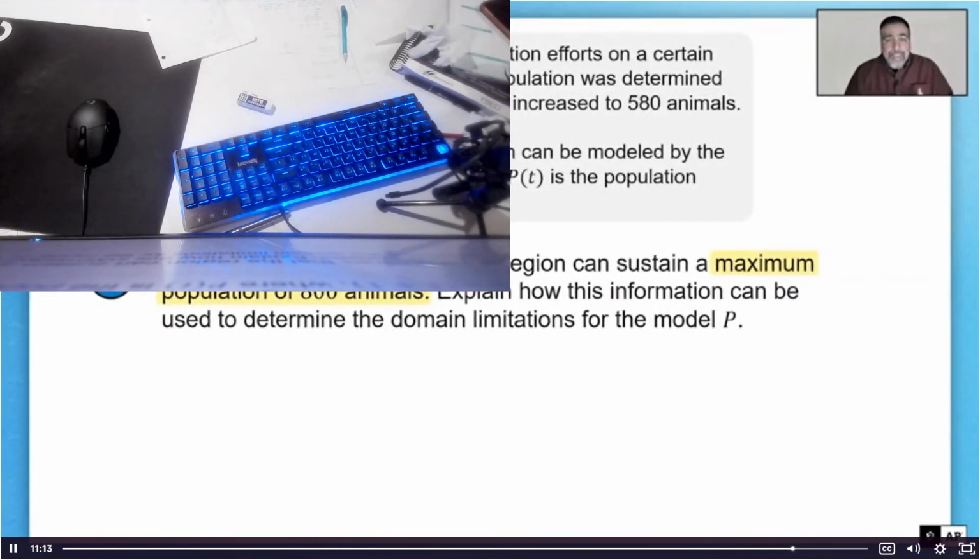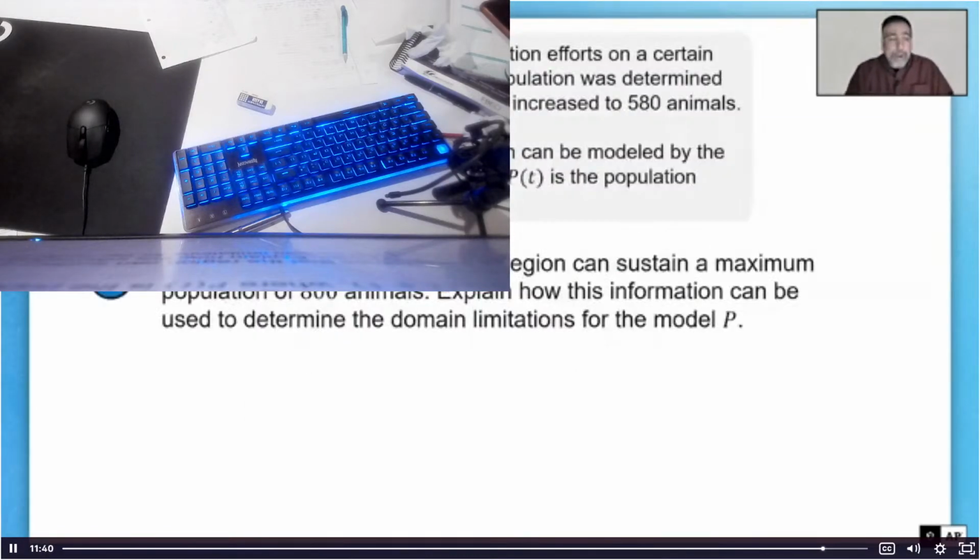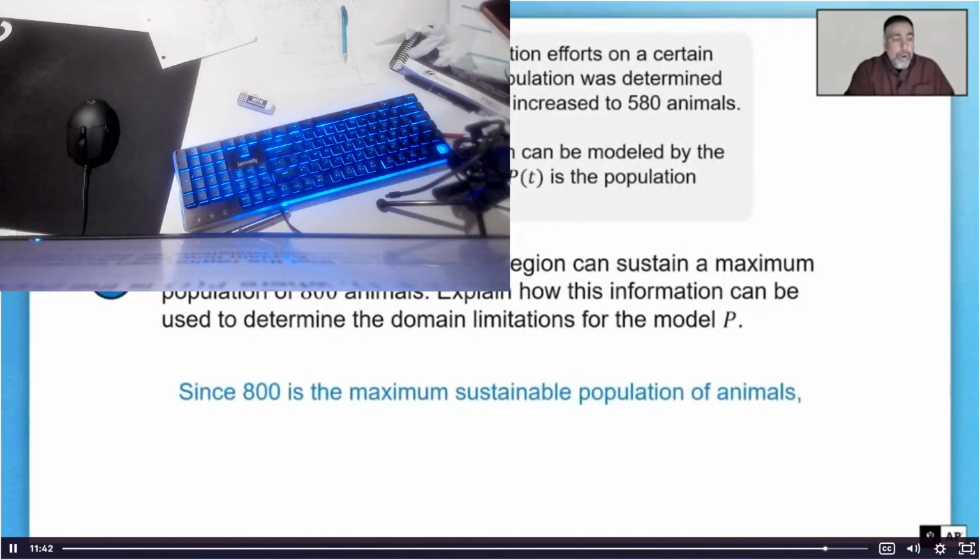To me, that says, let's find out where our model predicts we're going to have 800 animals. So we're going to set P of t equal to 800. From our previous sessions, we've talked about how we can use our technology to help us. One of the great functions we have on that calculator is the intersect function, where we can draw two graphs and find out where they cross. Using our technology, we can see from this graph that those two functions are going to intersect at the input value 22.785.